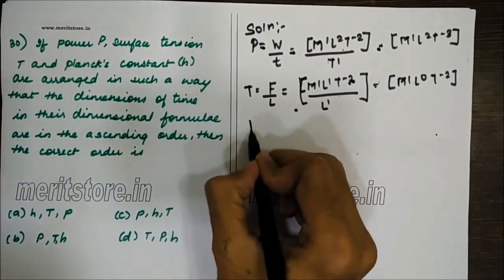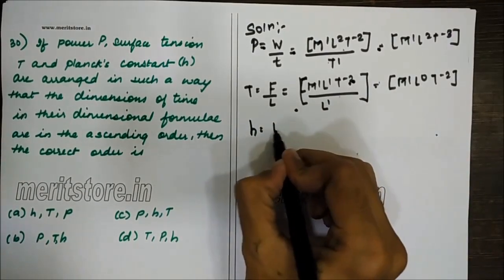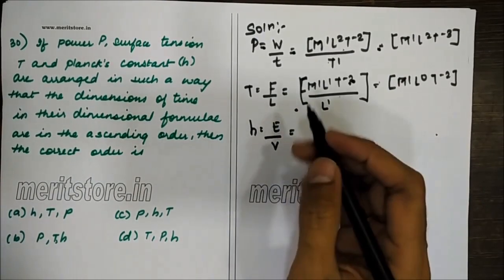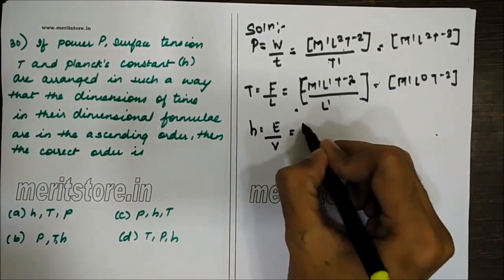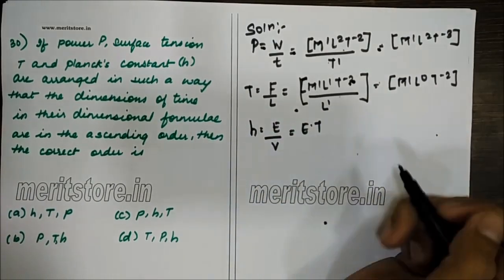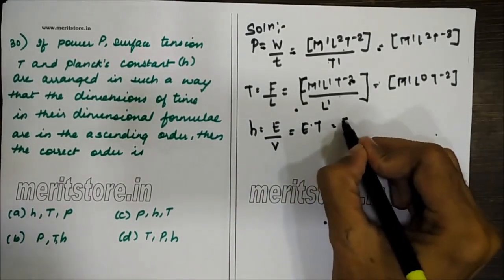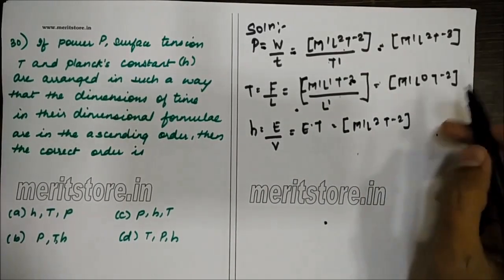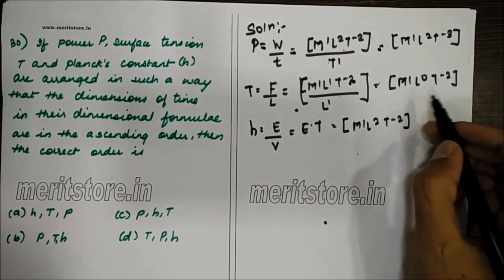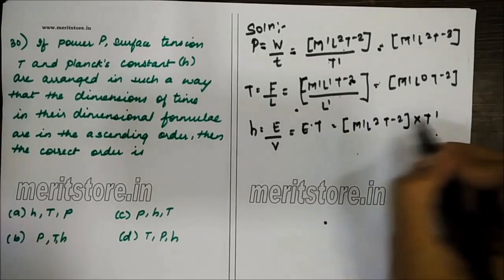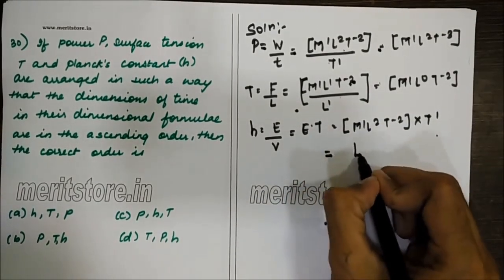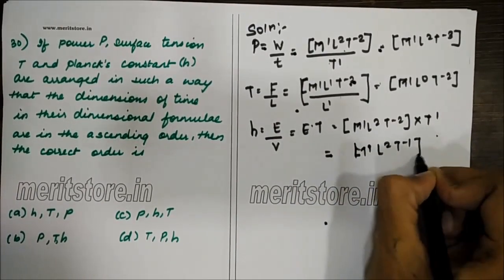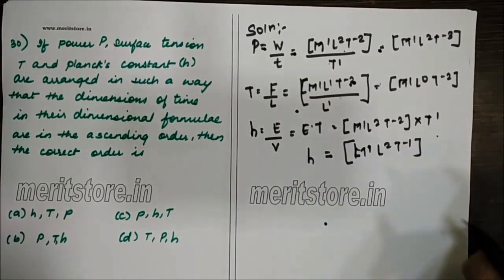Okay, next is the Planck's constant h, which is equal to E upon nu, where nu will be the frequency. So that is again E into T, that is 1 upon nu will be the time. For energy we have m1 l2 t raised to minus 2, that is nothing but the work done, multiplied by t raised to 1, that is the time. So that gives you m1 l2 t raised to minus 1. Okay, that will be the Planck's constant.